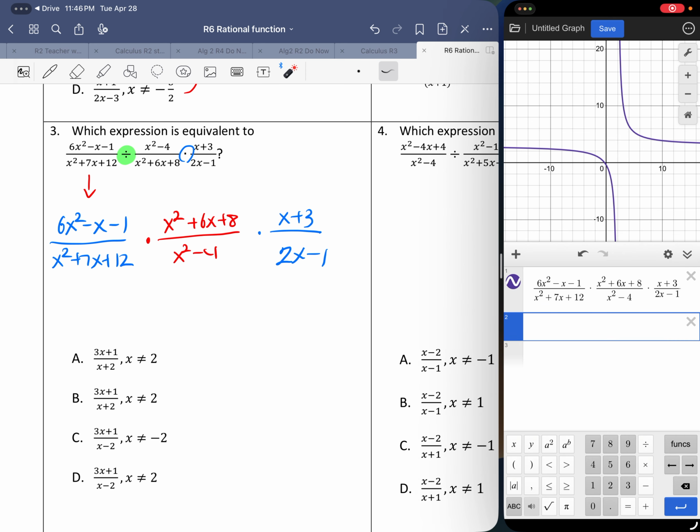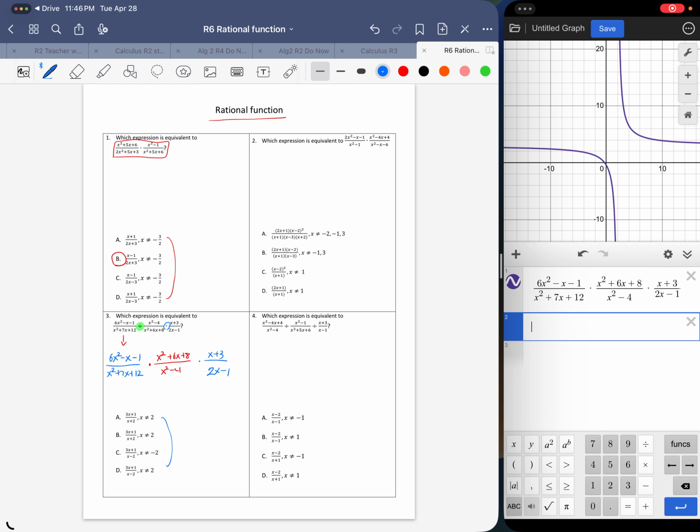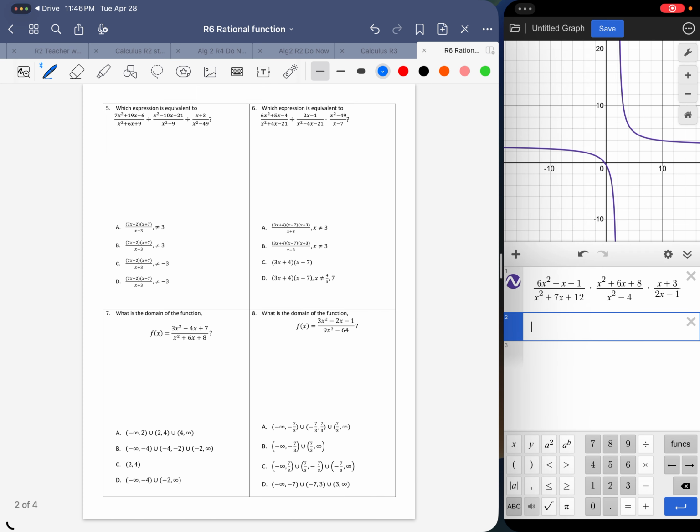So now we're going to put this into decimals and see which one matches. Actually, that part, do it by yourself, all right? So you can pause the video, try the questions on the right by yourself. Number 5 and 6, it's going to be the same thing, okay?